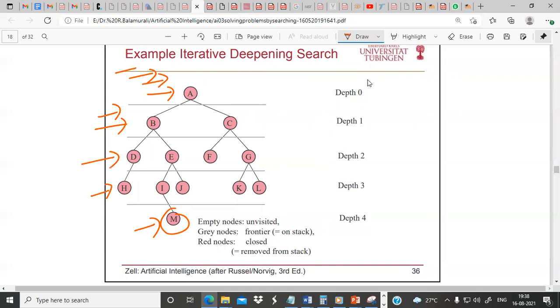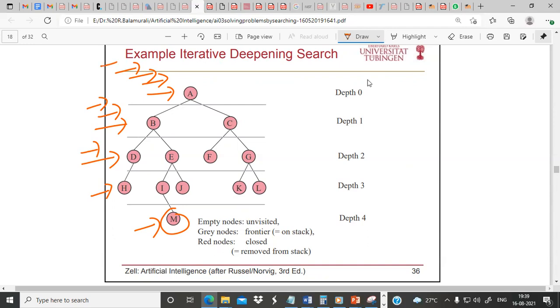But again, the algorithm will start from the beginning. Now the root node will be checked for 4 times. The nodes at depth 1 will be checked for 3 times. The nodes at depth 2 will be checked for 2 times. The nodes at this depth will be checked for 1 time. Now if the goal is not available here, again the depth limit will be increased. Now once again the algorithm will start from the beginning, because it always checks from the root.